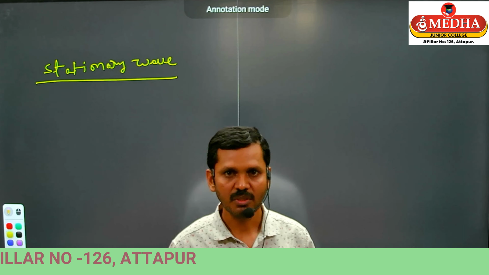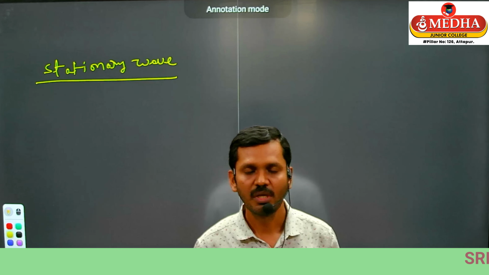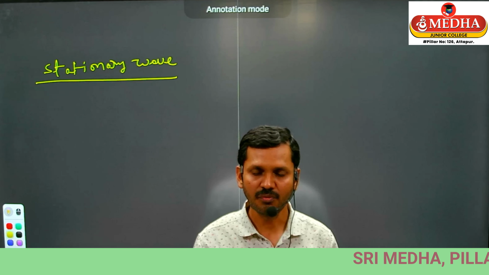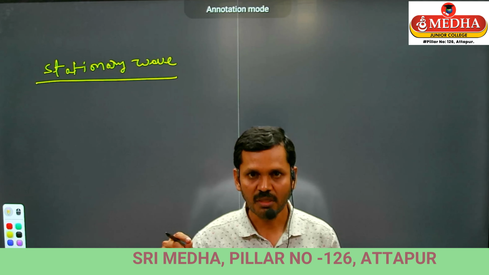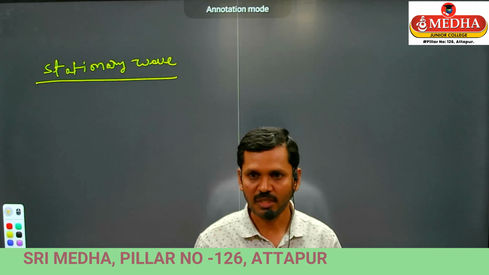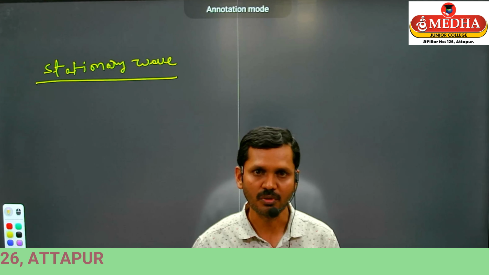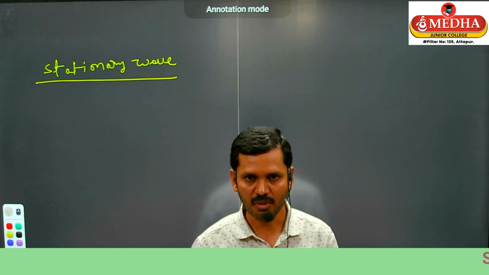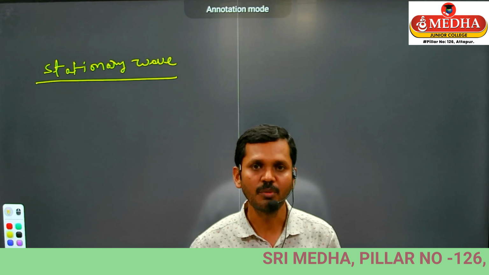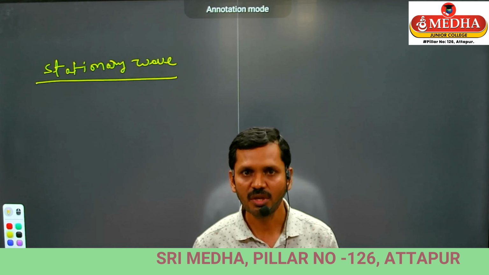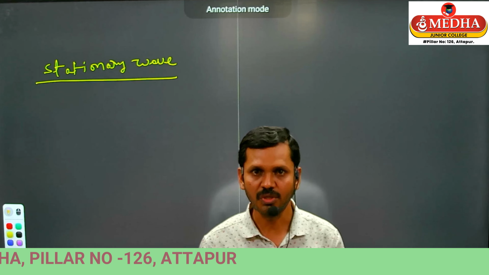Let us suppose I take a string fixed between two rigid supports, and a vibrating tuning fork is placed just a little above the string. The wave passes to the string and reflects back from the rigid support. This reflected wave and the initial wave both superimpose on each other, and a stationary wave forms on the string fixed between the two rigid supports.